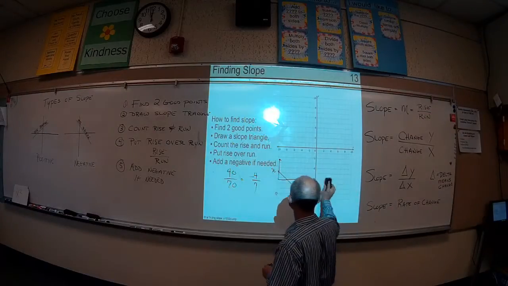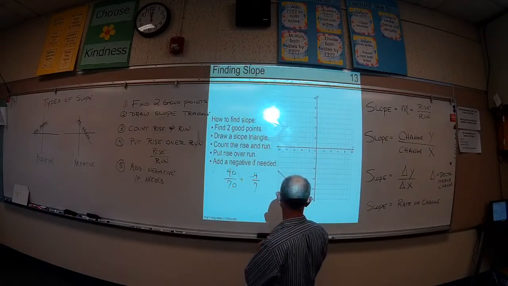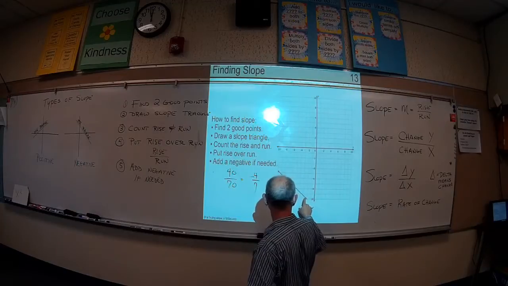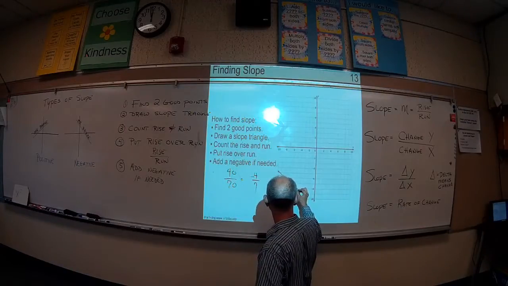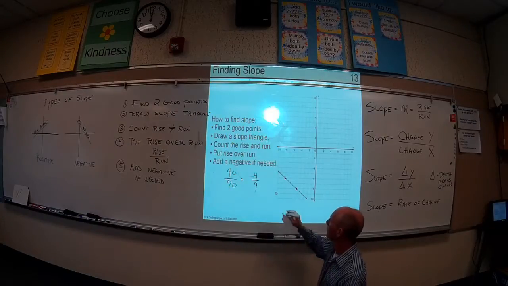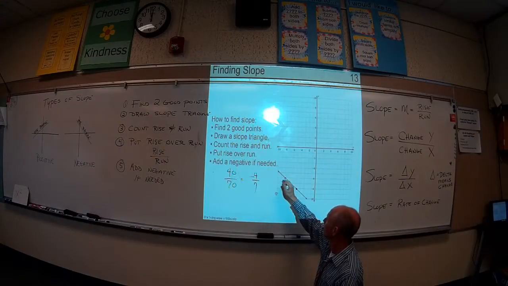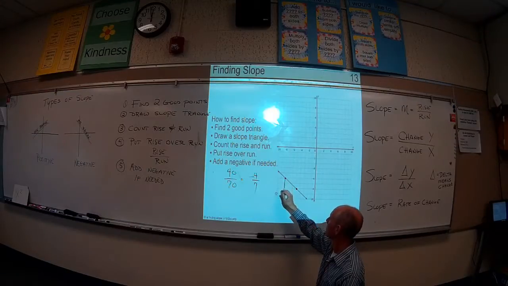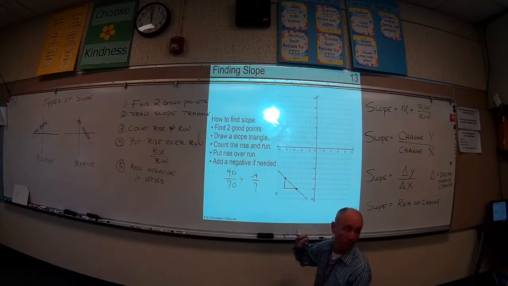Jackson, what do I do first? Find 2 good points. Find a good point. Right here? Right there. What do I do now, Jackson? You count the rise and run. Nope, I don't do that yet. Then what do I do? Count the rise.